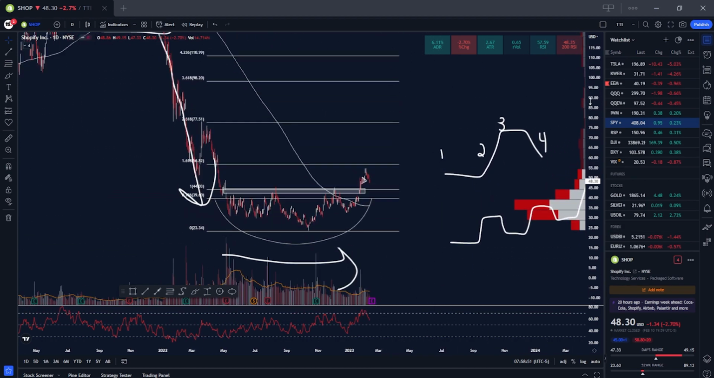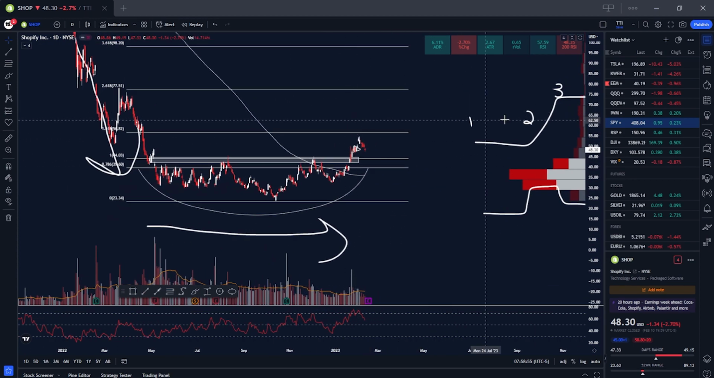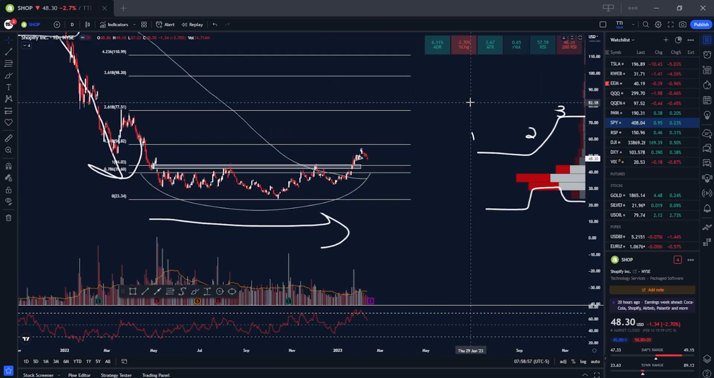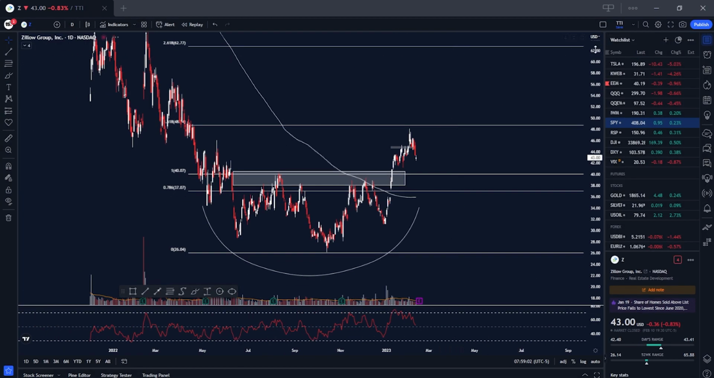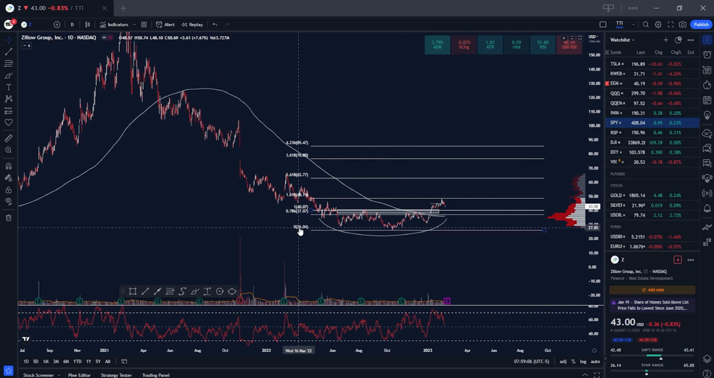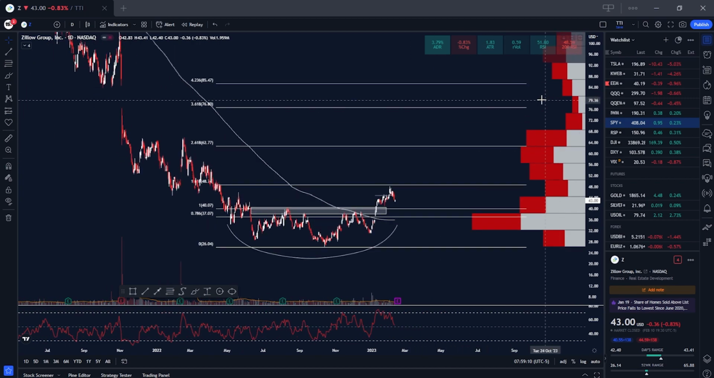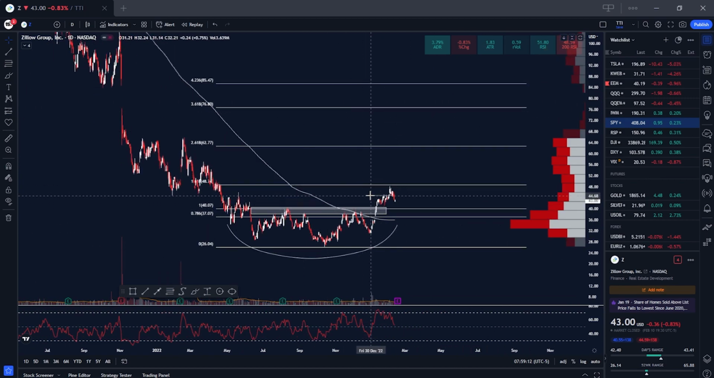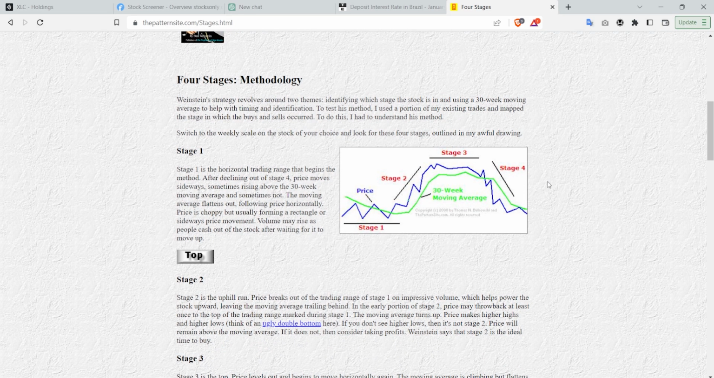What I want to focus on is it's not just Shopify that's showing us this stage 1 accumulation phase breakout. There are other areas in the market that are looking like this as well. We can see Zillow, for example, is another classic markdown, accumulation, stage 2 breakout. There are lots of charts in the market right now that look like this, but what I want to focus on really quick is the statistics behind it. Why does this actually matter?